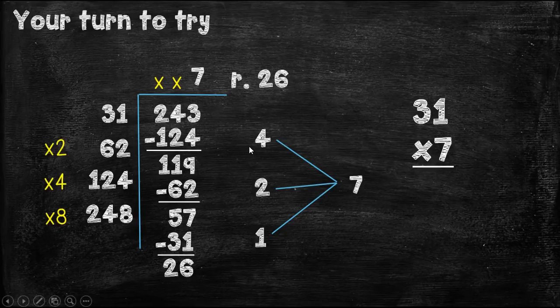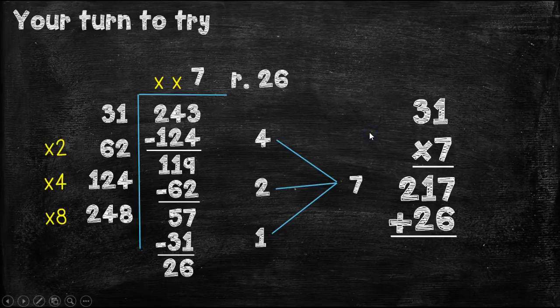Now, in order to check it, we need to multiply 31 times 7, which is 217, add in our remainder, which was 26, and our number is 243. And our numbers match, so we know we did it correctly.